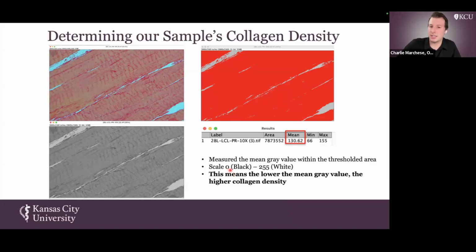The scale for this is 0 being black and 255 being white. And it's important to understand that because if we think back to this initial image, the darker areas allow less light to come through on a bright field image, which means that is actually closer to black than it is to white. Therefore, the lower mean gray value is what actually insinuates that there is a higher density of collagen within the structure.